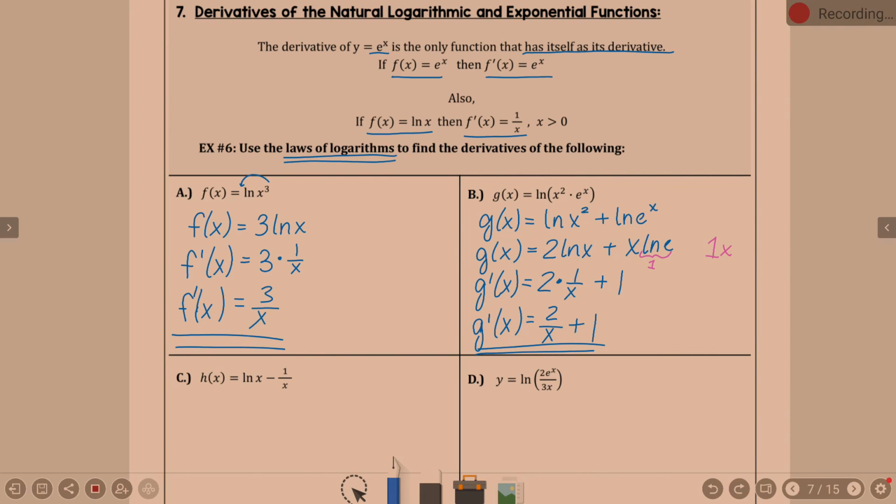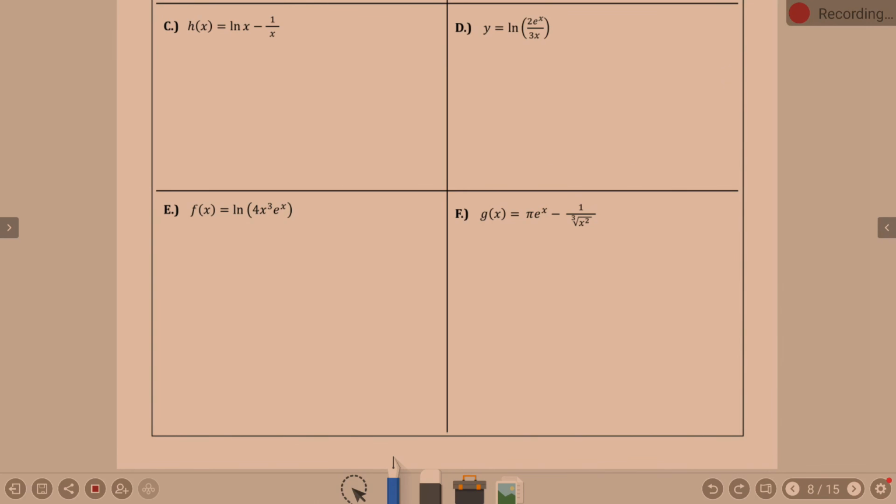Okay, so I think I have these next two on a different screen. Okay, so h of x, don't overthink it. Ln x is going to be ln x. What do you have to think about before you do the derivative of 1 over x? It's x to the negative 1, right? And that's going back to what we were doing earlier today. So, nothing fancy here. Do your derivative.